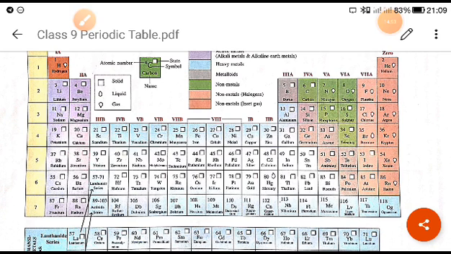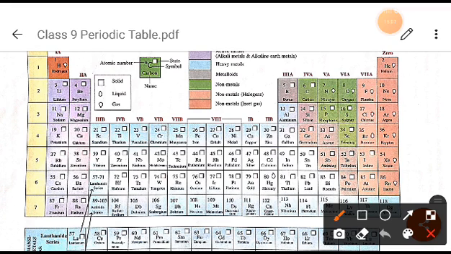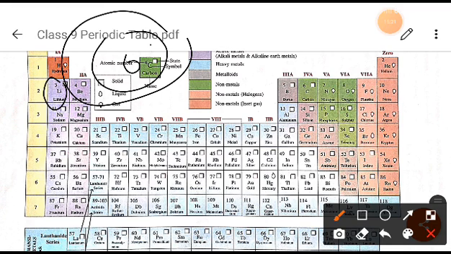Whatever the number of shells present in the outermost, I'll give you one example. Lithium, we know that the atomic number is 3, right? When you see the number of shells present, this will be the nucleus, this is the first orbit with 2 electrons, and this is the second, right?